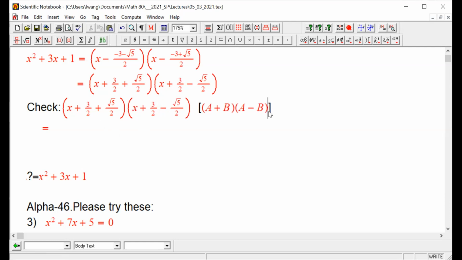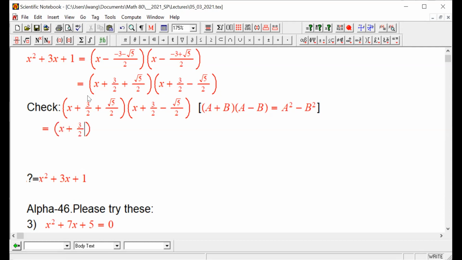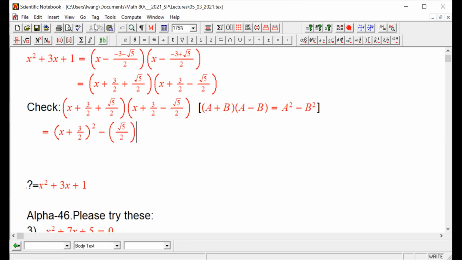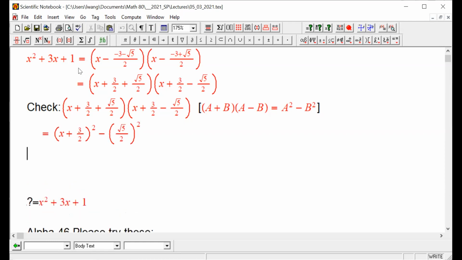So knowing that form, if we FOIL that, we know that it is equal to a squared minus b squared. So we're going to do that. We have our a is x plus 3/2, squared, minus b squared. So this is our b squared. A squared minus b squared. This is a plus b, a minus b. So that's equal to a squared minus b squared.